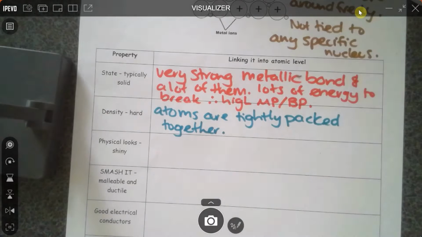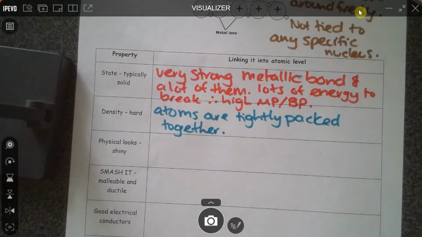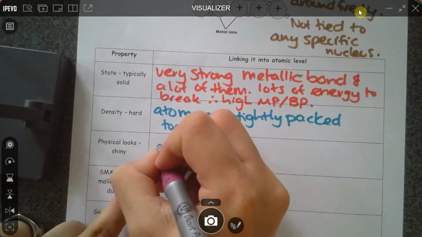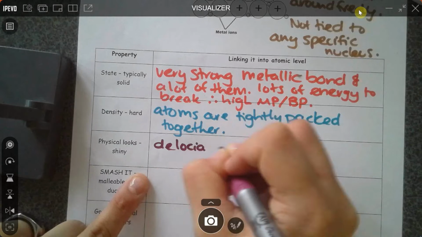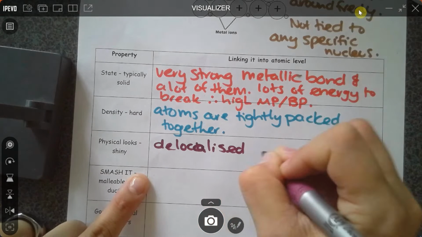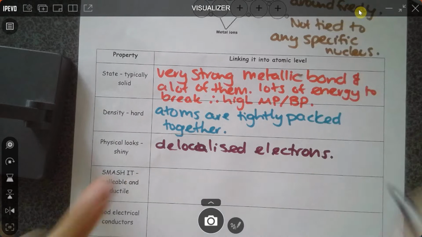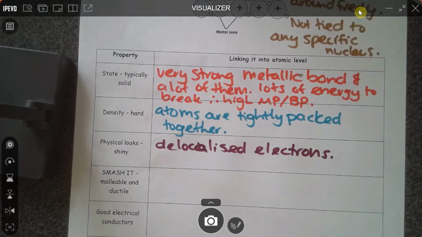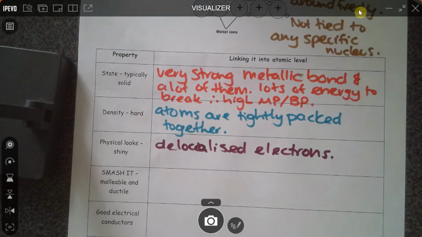All right. Next thing on there is shiny. Any idea why the metals are shiny and the wood wasn't shiny? What would cause a metal to be shiny? I guess it's because of those delocalized electrons. So it looks shiny because of the delocalized electrons. That's what's causing the shininess of metal, which is why we use it as jewelry. I mean, there's lots of other reasons to use it as jewelry. It's malleable, it's ductile, and it's shiny and pretty.